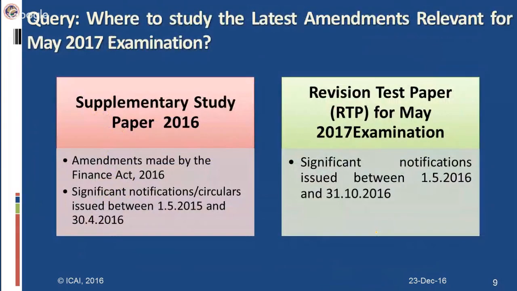Now, from where do you study the latest amendments relevant for May 17 examination? As I already told, the Supplementary Study Paper 2016 has to be referred for this. It covers the amendments made by the Finance Act 2016 and significant notifications and circulars issued between 1st May 2015 and 30th April 2016. After this date, the notifications issued between 1/5/2016 and 31/10/2016 are covered in the RTP for the May 17 examination. So these publications you have to refer to for understanding the latest amendments relevant for May 17 examination.